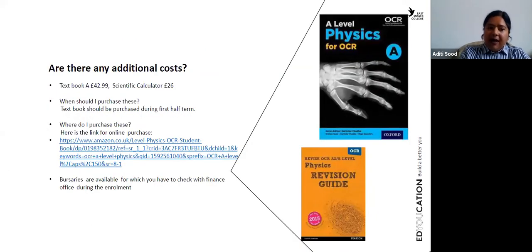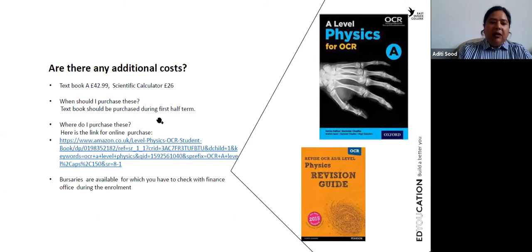There are additional costs. Your textbook: I teach the OCR specification for physics, and the cost of the book is approximately £43. Then a scientific calculator. If you are choosing mathematics, then you have to buy a Casio 991EX calculator, which costs £26. Otherwise, any simple scientific calculator would be fine.